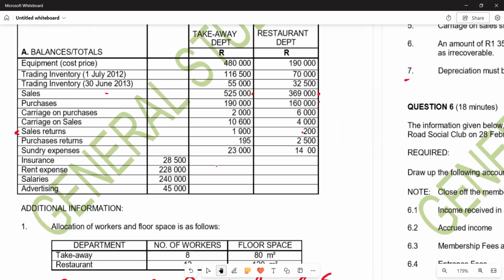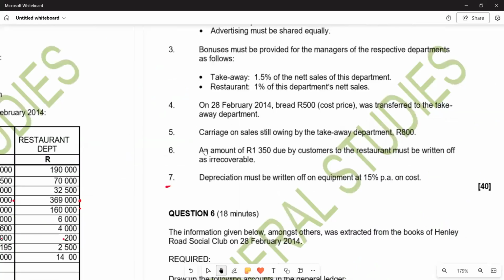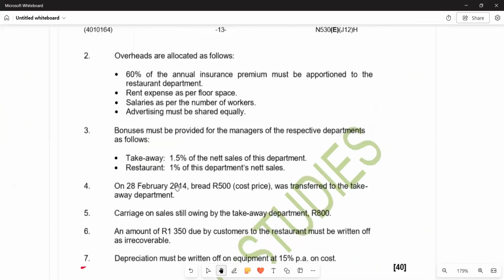But if you go to additional information, we have got something there which is stated on information 4. On 20th February 2014, bread of 500 rands cost price was transferred to the takeaway department. So we have got stock of the bread which was transferred to the takeaway department from the restaurant department. So this is movement of stock, but remember, if you go to the beginning of the question, we can just refer back.